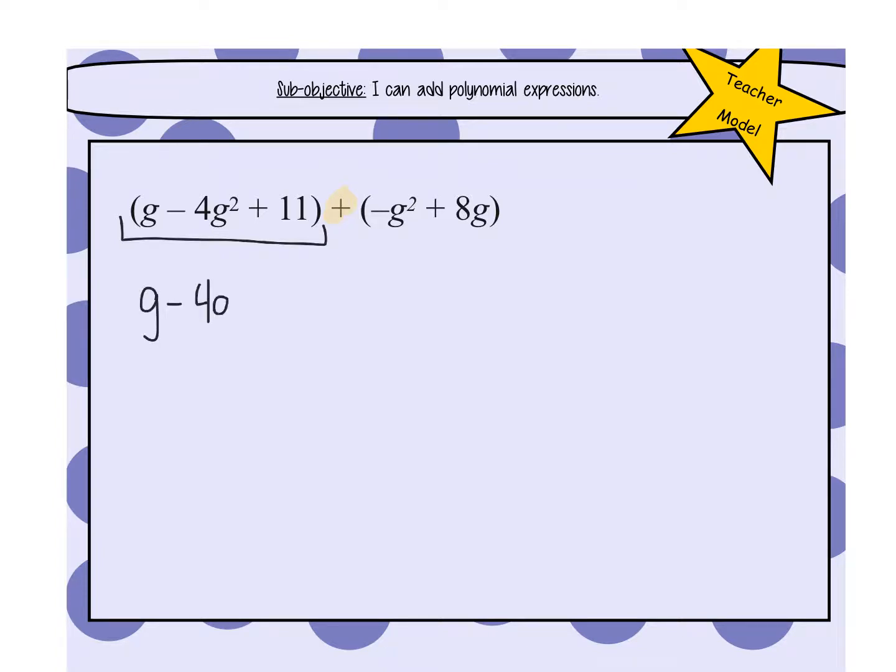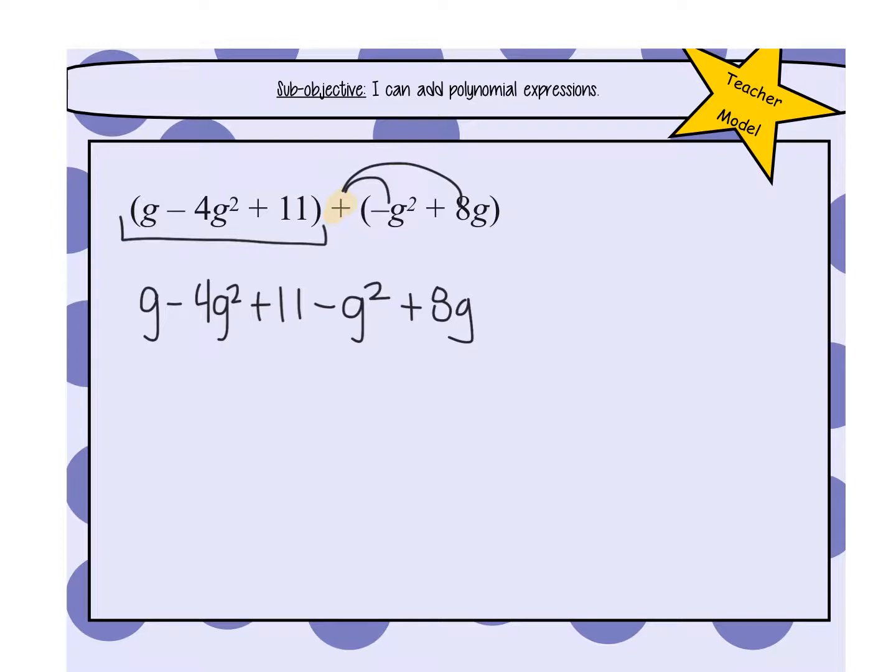G minus 4g squared plus 11. And I'm adding negative g squared, so I'm subtracting, because plus and minus means subtracting, and then I'm adding a positive g squared, 8g, so it's just 8g. So if you notice, when I'm adding this second one, the signs don't change, because I'm just combining those.